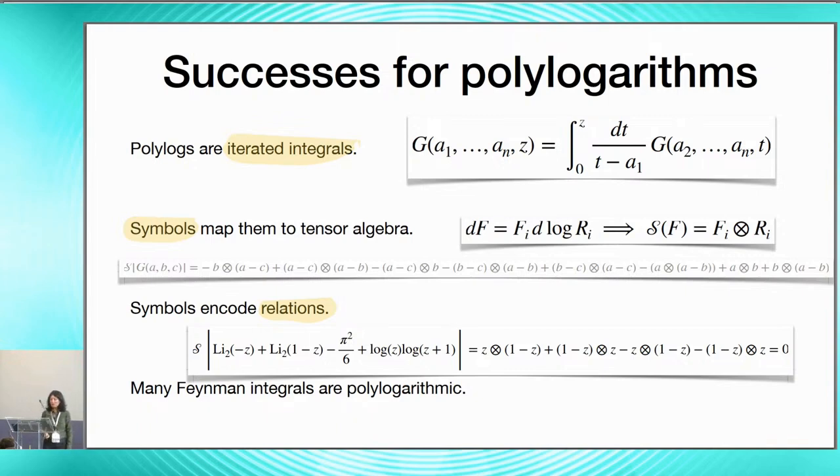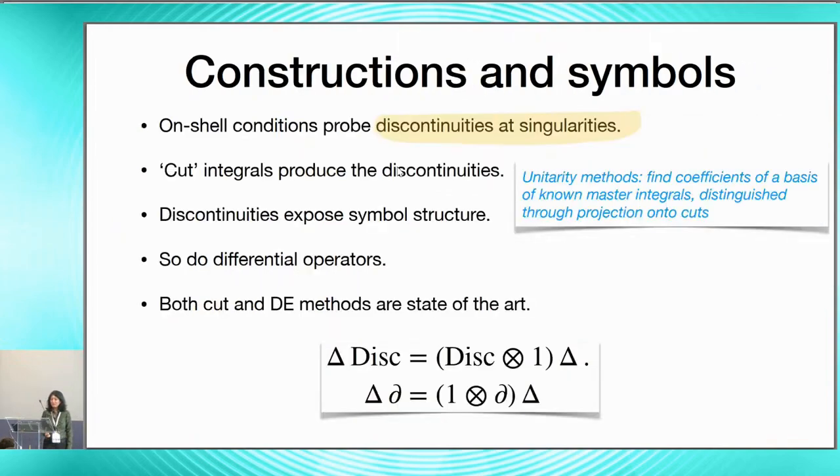Okay, so back to the idea of a construction. So symbols are very useful for construction. On-shell conditions probe the discontinuities at singularities. That's what you are measuring when you evaluate that integral in which you put some things on shell. So this can be interpreted as a discontinuity across a branch cut or an imaginary part of an analytic function. And discontinuities also expose the symbol structure very nicely.